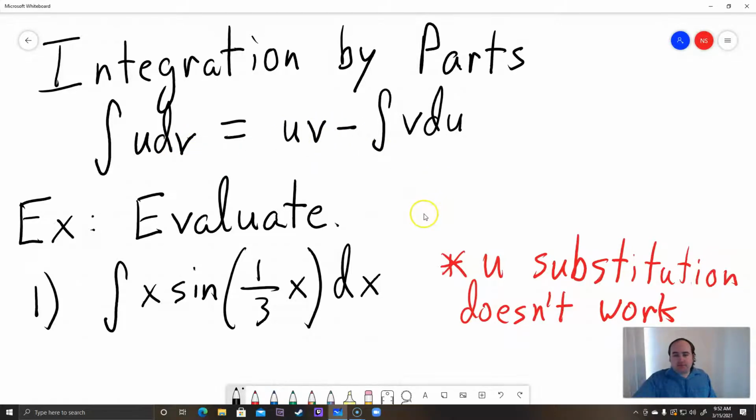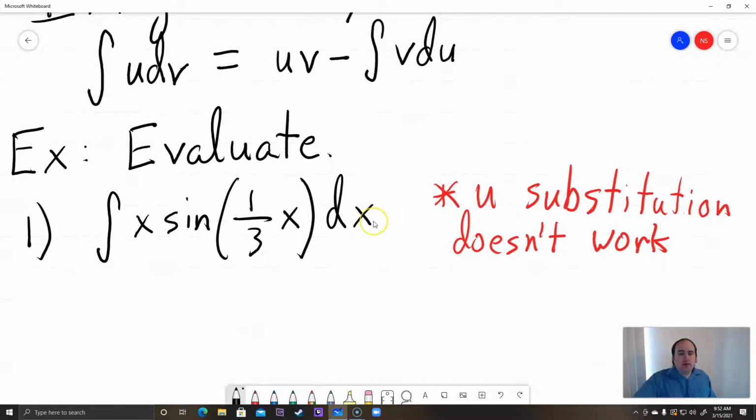So the trick is, when you're choosing your u and your dv, generally you want dv to be something that you can actually take the integral of, and you want u to be something that when you take the derivative, it simplifies the integral over here.